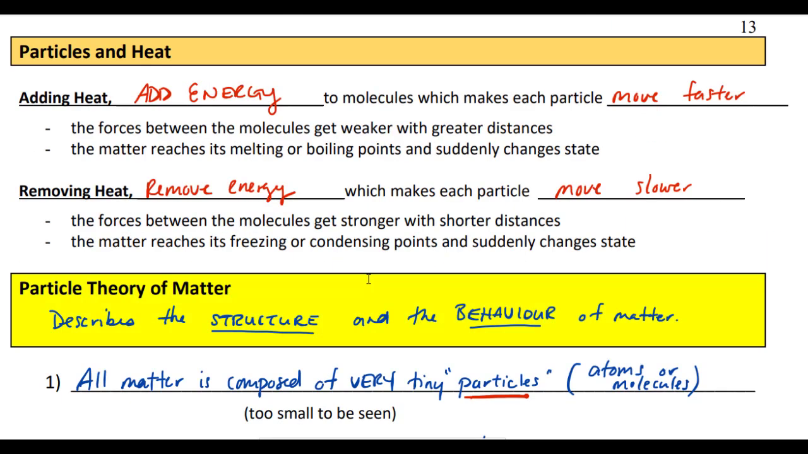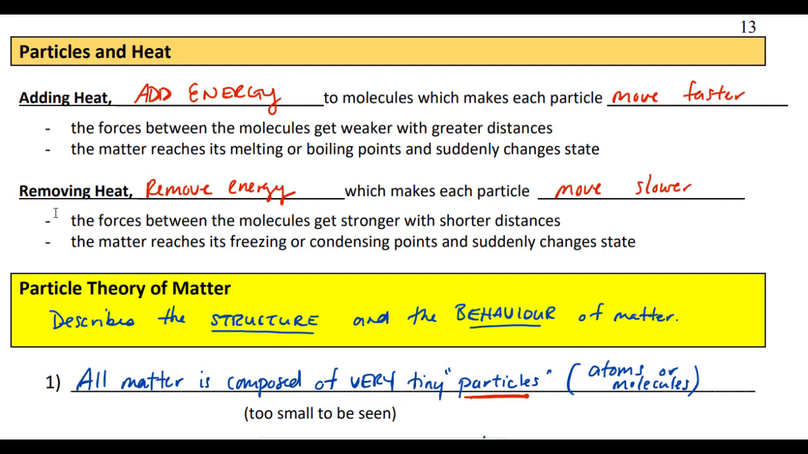So let's zoom in a little bit then and look at the particles and the heat that's applied then. When you're adding heat to something, you're warming it up, you are adding energy is really what you're doing. And what you're going to do then is have those molecules, which are already wiggling, will start to move even faster. If you remove the heat, cooling things down, you're removing energy and the particles will move slower.